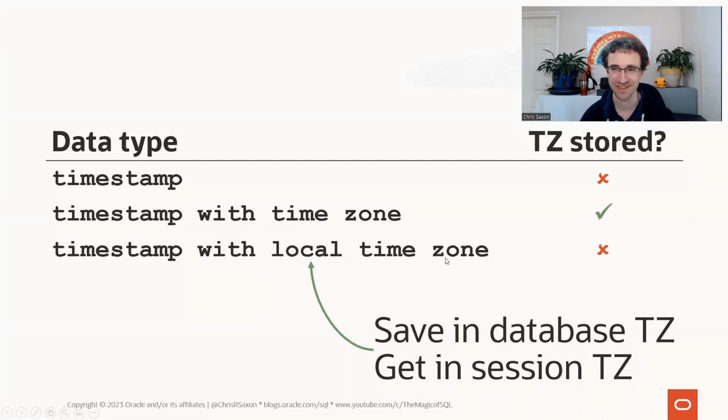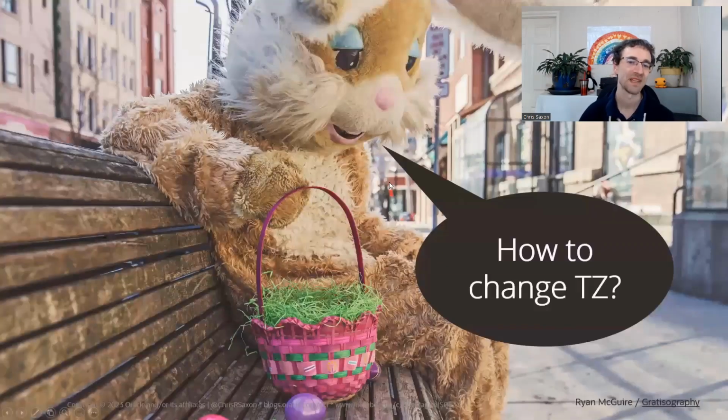There was a question right before we even started about local time zones. This is an interesting type. Timestamp doesn't store the time zone. Timestamp with time zone does store the time zone. Timestamp with local time zone does not store the time zone. When you save a value, the database converts it to the database time zone, and when you query that value and fetch it, it converts it to the session time zone. Again, I've got example demos to show that in a minute.